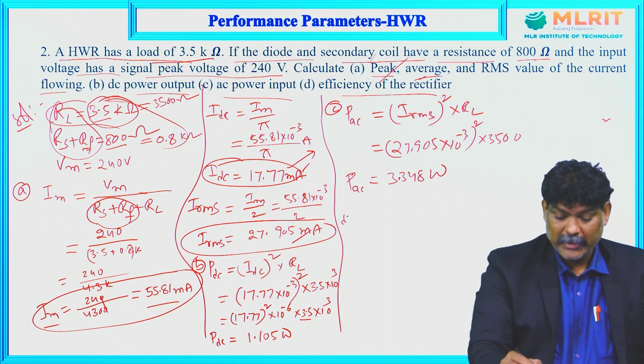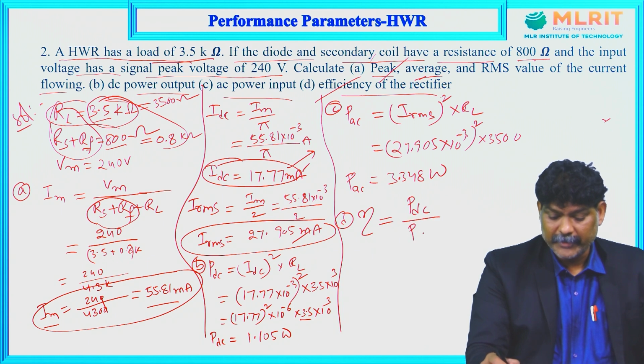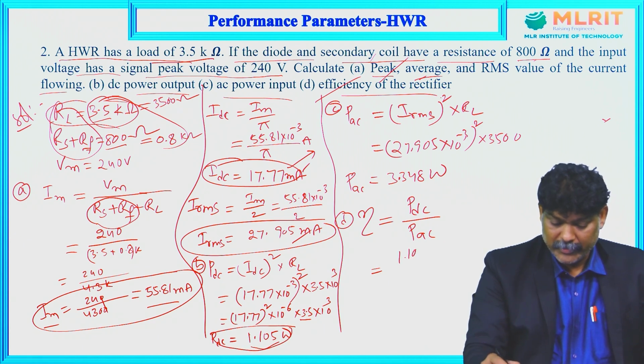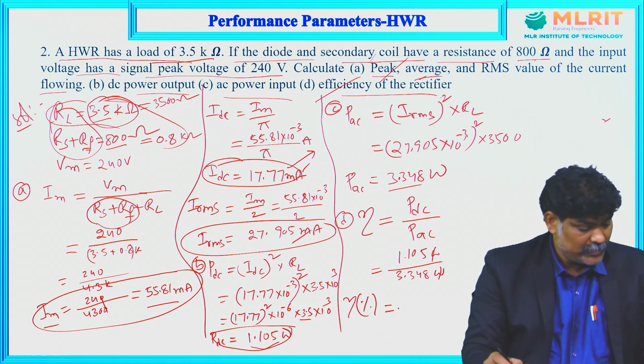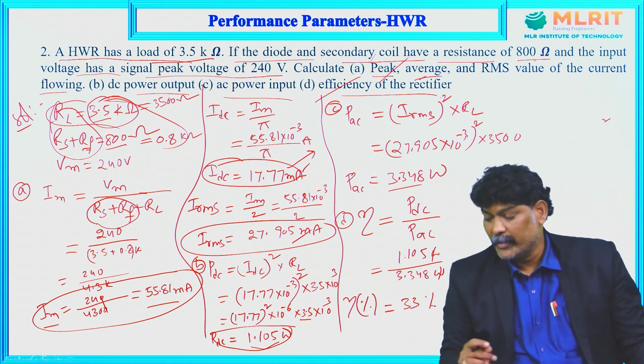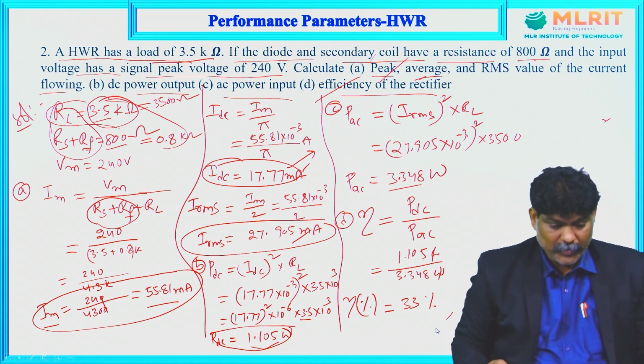Now the last parameter we need to calculate is efficiency. So efficiency, symbol is zeta, is equal to PDC by PAC. So what is PDC? This is the PDC value 1.105 watts and PAC value is 3.348. So watts gets cancelled. So in percentage, approximately 33% you will get. So 33 point you will get. So similar to this, next model, let us see.